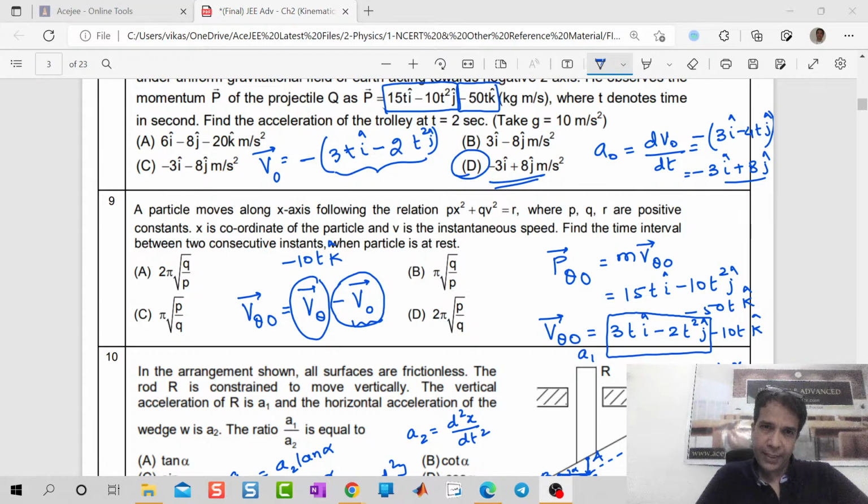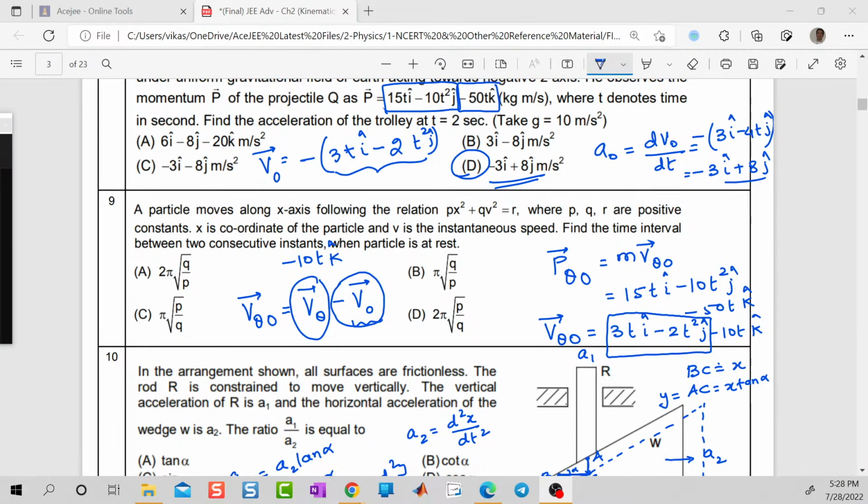Is that clear? Sir, but why did we make that assumption again? Which assumption, Peter? Like why did we just get the value that VQ has to be minus 10t k cap?